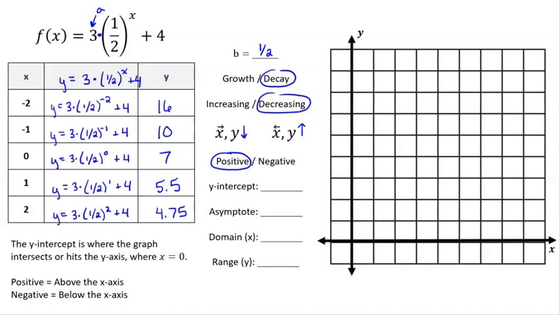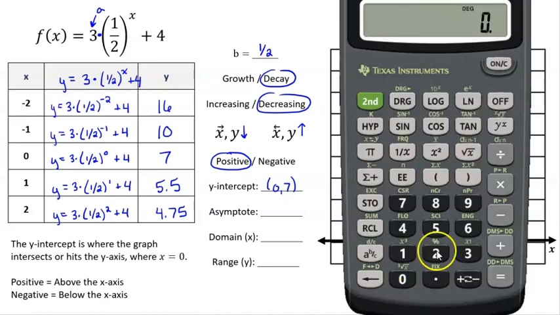So with this one, I can see that my y-intercept is going to be 0, 7. But with the asymptote, my table doesn't give me a super clear picture as to what it is. I'm guessing that it's 4, but to make sure, I'm going to put this into the calculator. And so this is something that I would do on my EOC just to make sure.